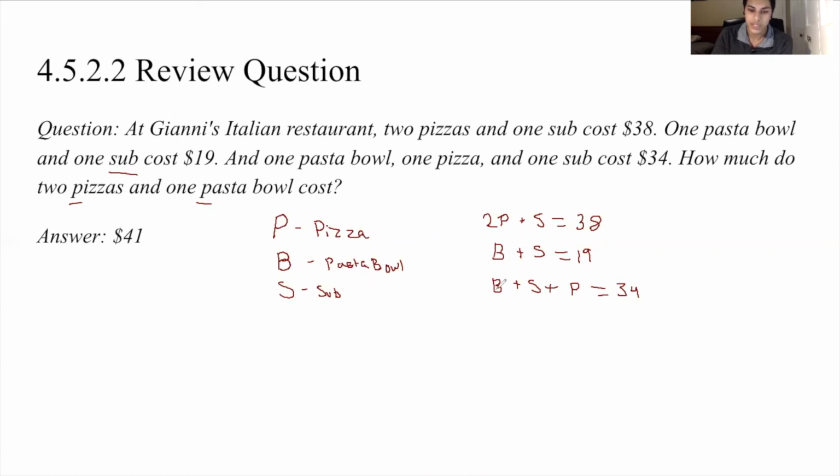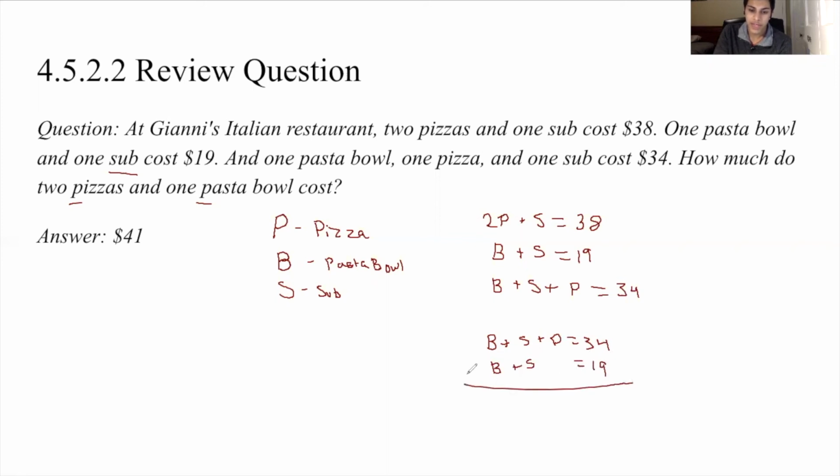Because you'll notice this one is B plus S plus P, and this one is B plus S, which means we can probably eliminate the B and the S's if we subtract. So if we set up these equations like this, so B plus S plus P equals 34, and then under it, set it up for subtraction. So B plus S equals 19.